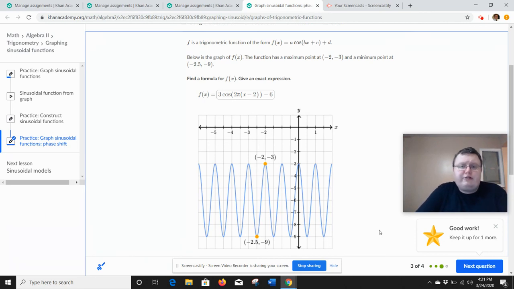I hope this video has been helpful. I know this is difficult. Once we throw in amplitude, period, vertical shift, and phase shifting all in one problem, it gets crazy. I understand that, and I'll probably be a little more lenient on this week's assignments, the quizzes, and especially the tests.